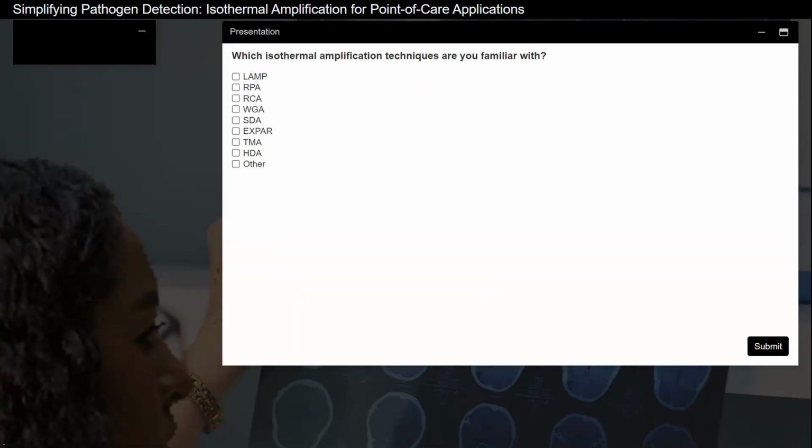We would appreciate your participation by answering a few polling questions. To record your answers, click the option on the screen. Our first polling question is, which isothermal amplification techniques are you familiar with? LAMP, RPA, RCA, WGA, SDA, EXPAR, TMA, HDA, or other. We'll give you a few seconds to select your answers.